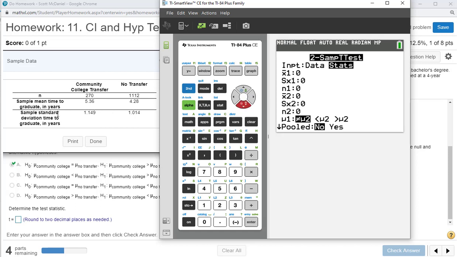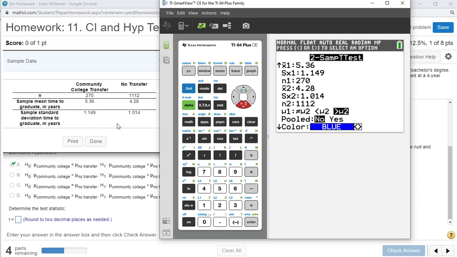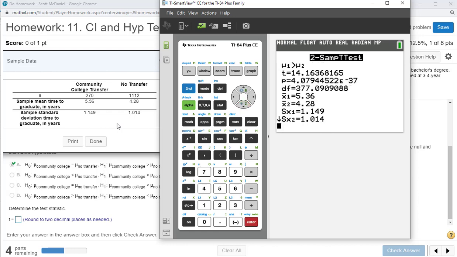Now notice that these are sometimes in different orders. The sample mean time is x bar, so that's going to be 5.36. Sample standard deviation, 1.149. N is 270. So don't get caught, just because they have a different order here, they may show up different here. Then 4.28, standard deviation 1.014, and N is 1112. And we're saying that mu1, we already selected this, is greater than mu2. We did that when we stated the null and alternative. We're always going to stay out of the pool, so click no, unless it says otherwise, and calculate.